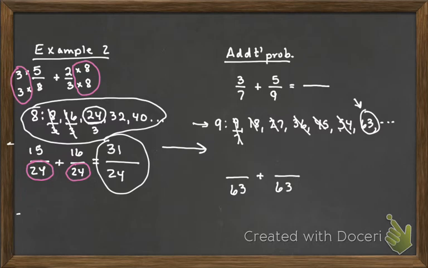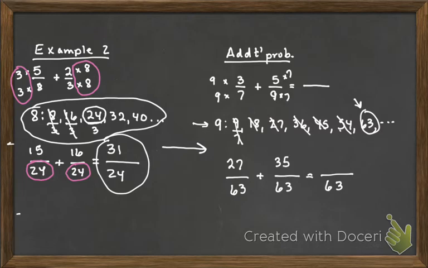63 is your common denominator. So I will carry that over regardless of what goes in the numerators here. From 7 to 63, I multiply 9. So I have to multiply 9 by 3. 9 times 3 is 27. In my second fraction, 5 over 9, I have to multiply by 7. So I multiply the 5 by 7. 7 times 5 is 35.